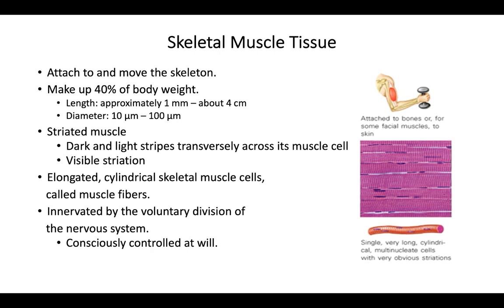Skeletal muscle tissue is attached to and moves the skeleton. Skeletal muscle tissue makes up 40% of body weight. You can see this is a single skeletal muscle cell, and the length is approximately from 1 millimeter up to 4 centimeters, and the diameter is 10 micrometers up to 100 micrometers. It has striation, dark and light strips running transversely across the muscle cell.